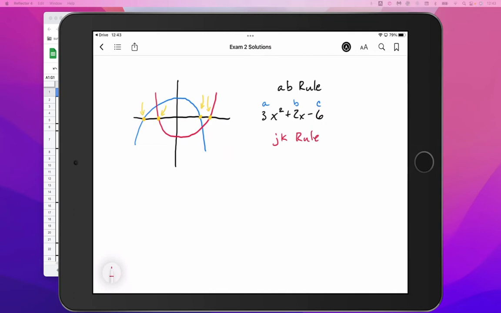And so what the JK rule says is if J times K is equal to 0, either J is equal to 0 or K is equal to 0, or both J and K are equal to 0.